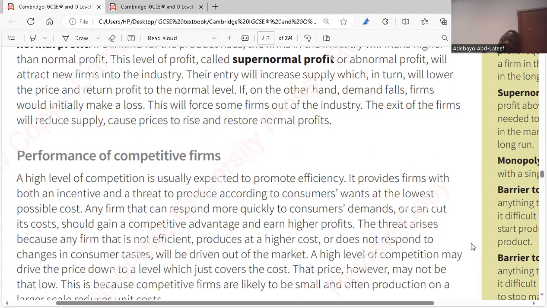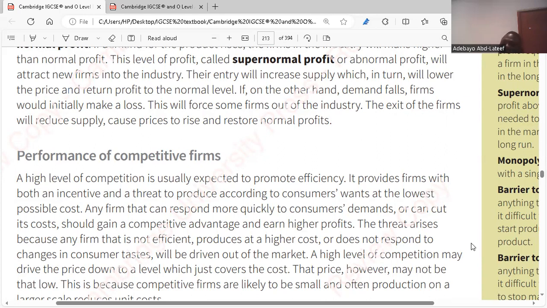Yes. So if they cannot make profit, what happens? Firms will start leaving that industry, isn't it? Yes. As soon as they start leaving the industry, supply for goods and services will start falling in that industry as a result of that. That will increase the price again. And firms will start making normal profits.